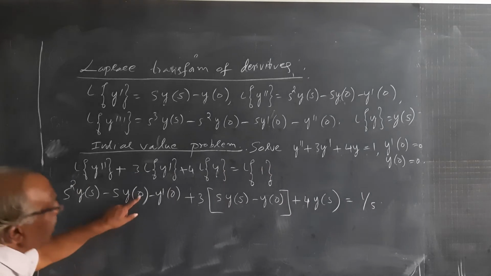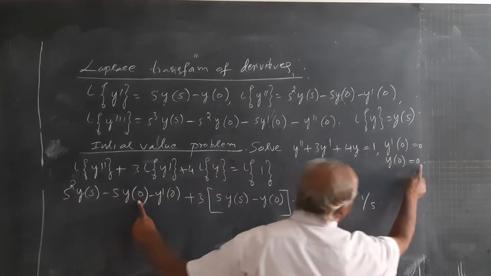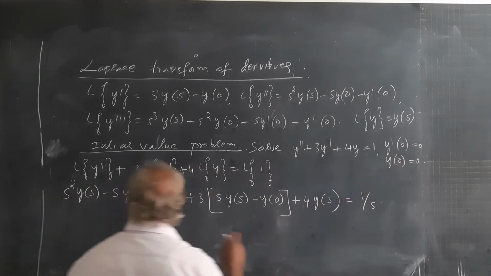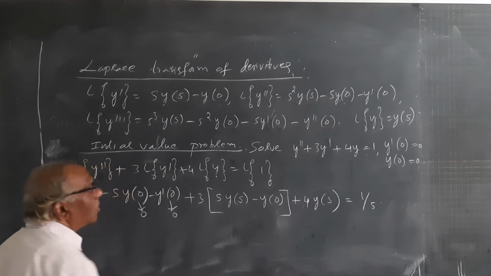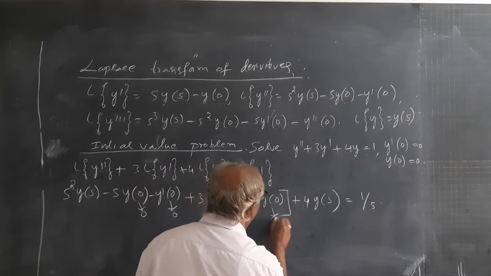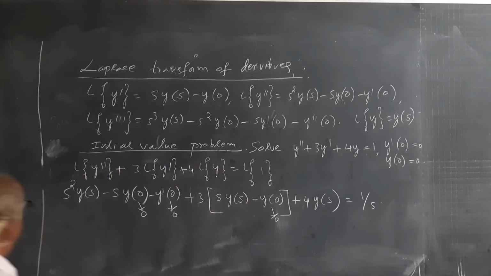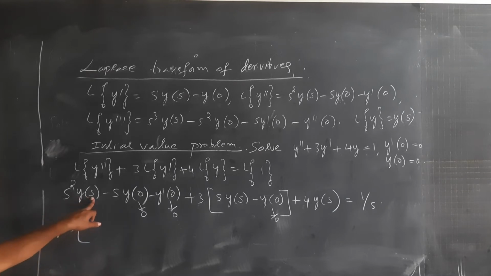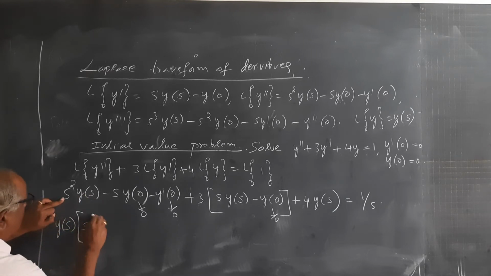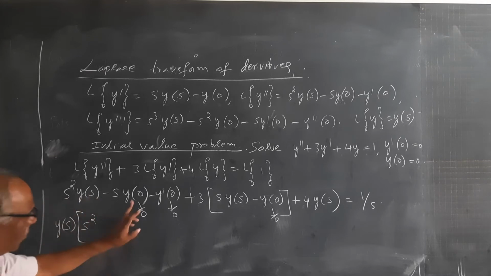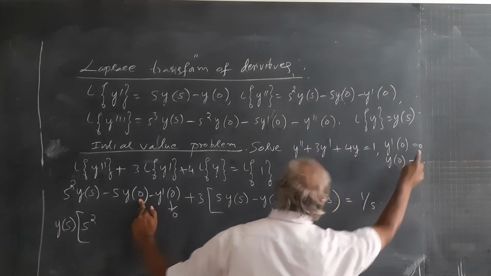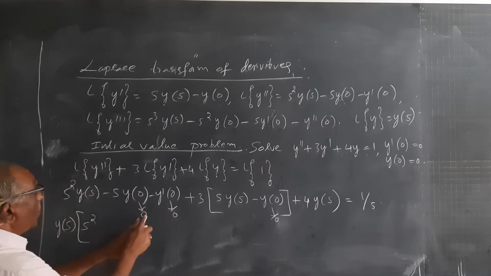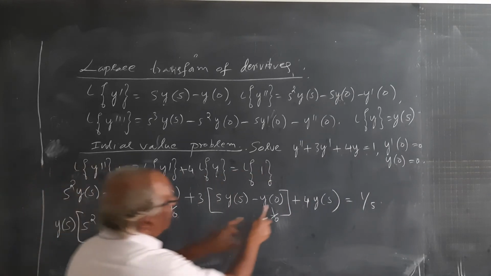Now, y(0). What is the value of y(0)? 0. Y dash 0? 0. Substitute that. Y(0) is 0, y dash 0 is also 0. Here also, y(0) is 0. Substitute. First substitute the initial condition. Here observe, y(0) is equal to 0 and y dash 0 is 0, so these terms are 0.